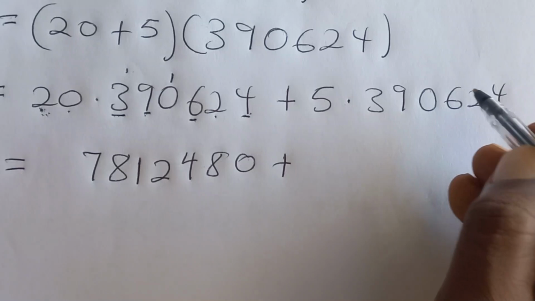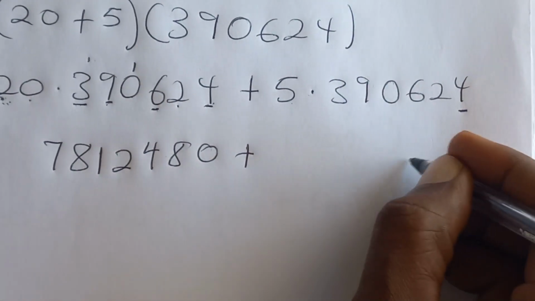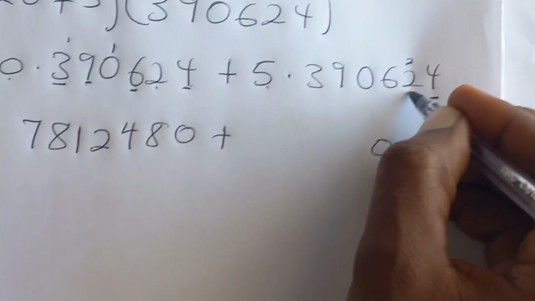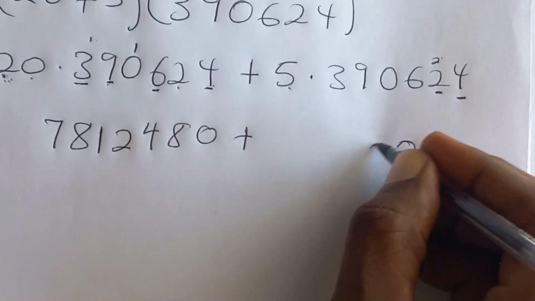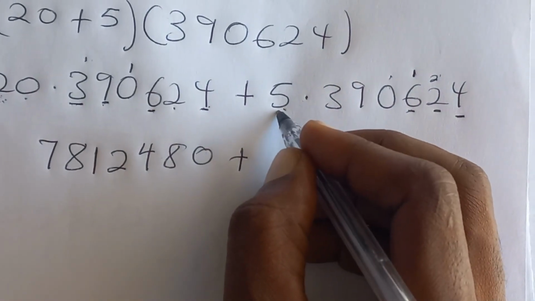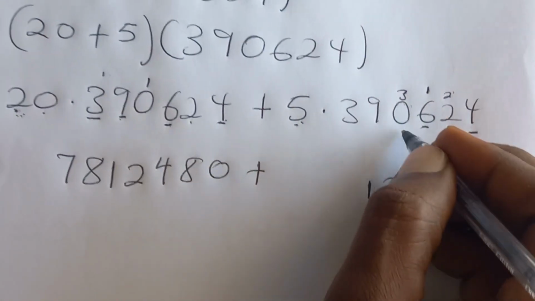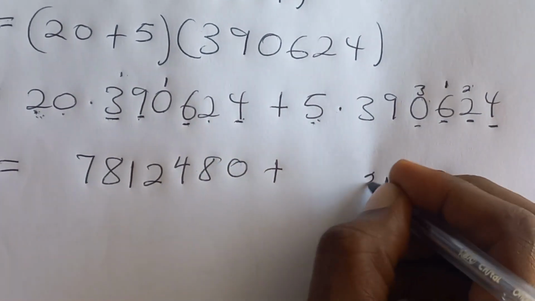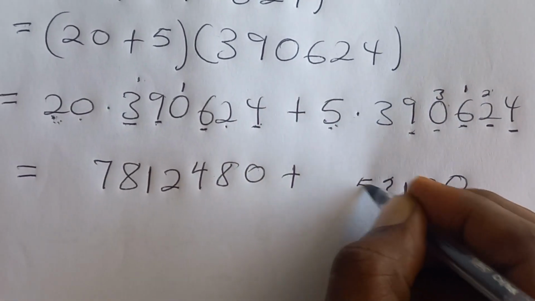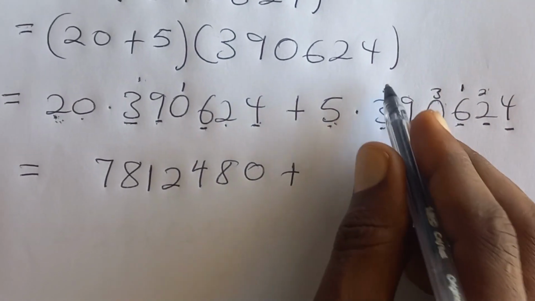Plus, now, 5 times 4, we are getting 20. So 0, remember 2. 5 times 2 is 10. 10 plus 2 is 12. So 2 and then 1 here. 5 times 6 is 30. Plus 1 is 31. So 1, remainder of 3. 5 times 0 is 0 plus 3. So we get 3 here. 5 times 9 is 45. So 5, remainder of 4. 5 times 3 is 15. 15 plus 4 is 19.